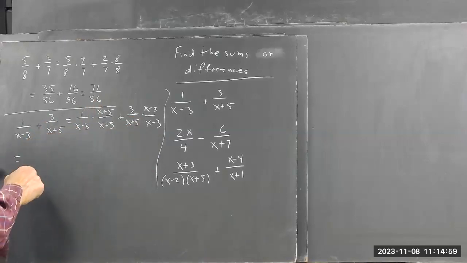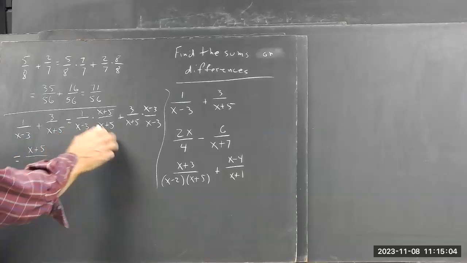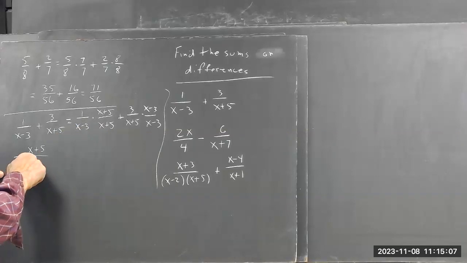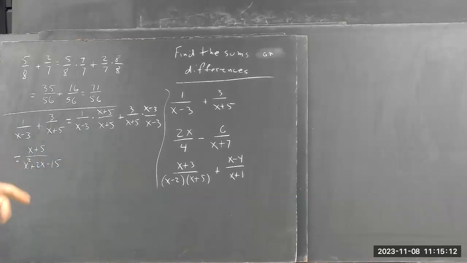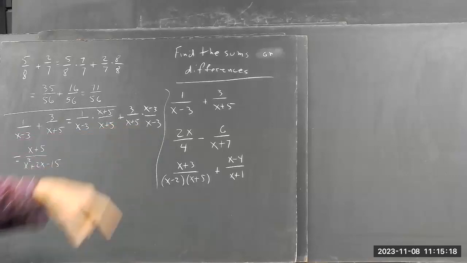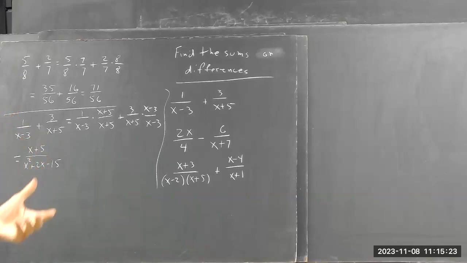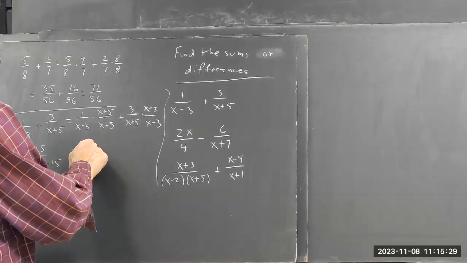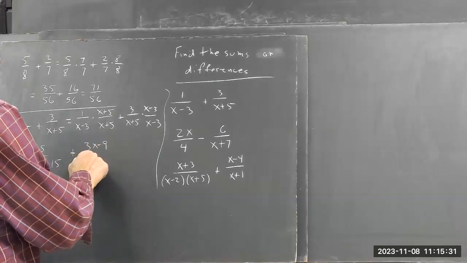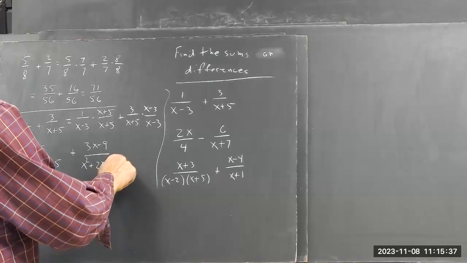If we were to multiply this out, we get x plus 5, and multiply each of these out over x squared plus 2x minus 15. Now, usually I'm not going to multiply the two denominators out, but I'm doing it now just to emphasize that we get the same denominator. We usually want to keep the denominator factored because at the end, we want to simplify our expression. And anyhow, then we get 3x minus 9 over x squared plus 2x minus 15.